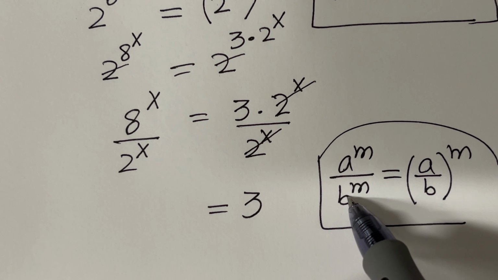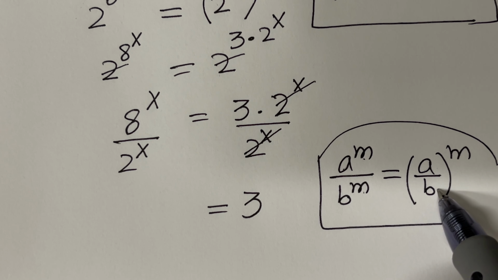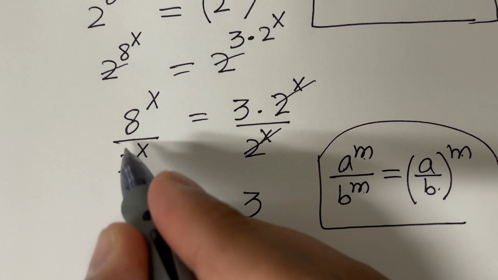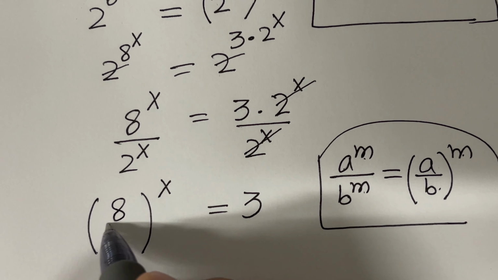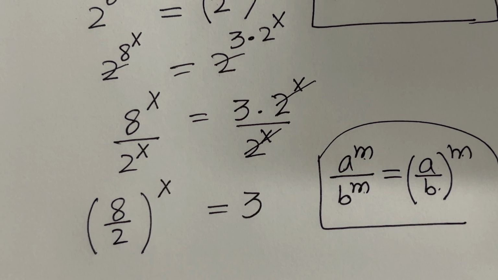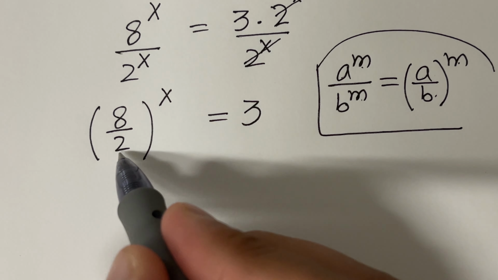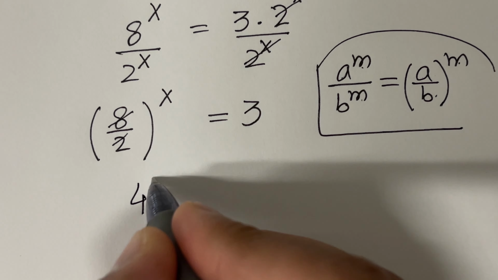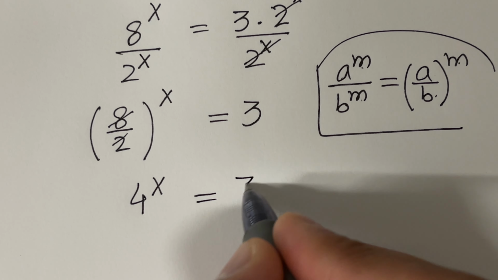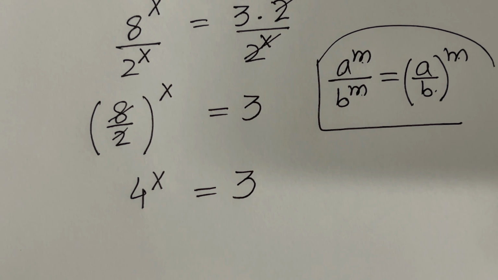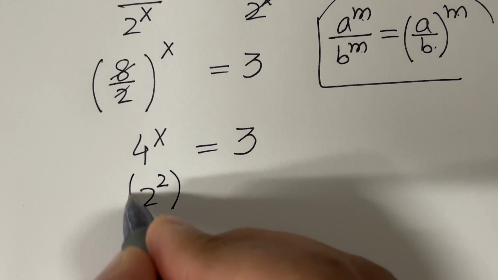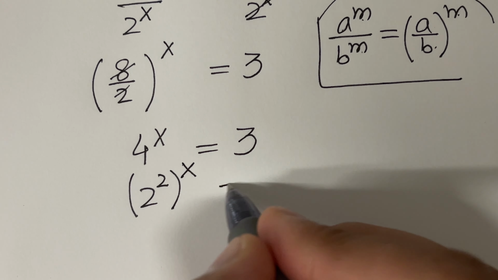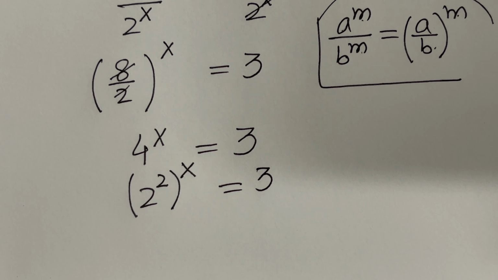If you have two different bases and the same exponent, then divide the bases and take the exponent. So this is the property I'm using. Now 8 divided by 2 is 4, so we have 4 raised to the power x, and on the right hand side we have 3. And 4 can be written as 2 squared, raised to the power x, which is equal to 3.